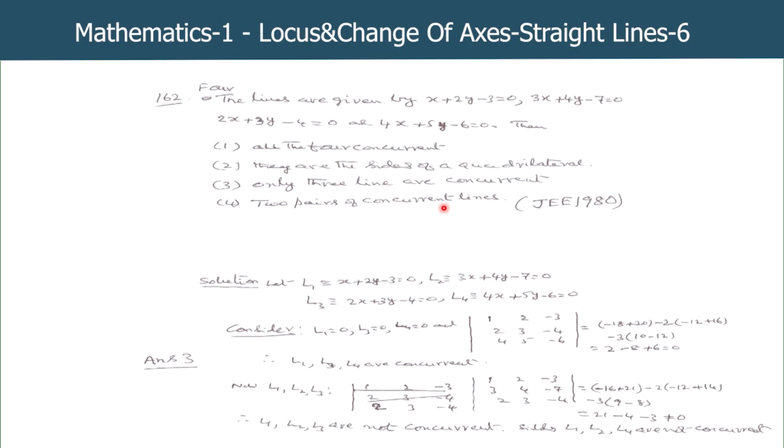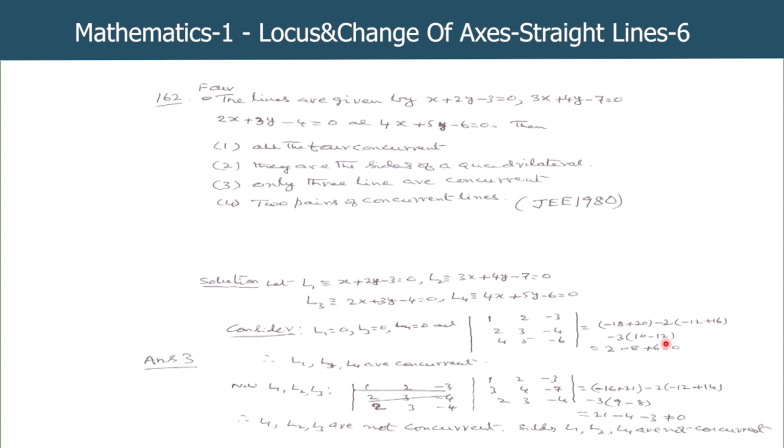So, suppose the given lines are L1 equal to 0, L2 equal to 0, L3 equal to 0 and L4 equal to 0 in the given order. Now, L1, L3 and L4 are concurrent only when the determinant formed by their coefficients is equal to 0. Taking the determinant with rows 1, 2, minus 3; 2, 3, minus 4; 4, 5, minus 6 and expanding, you get 2 minus 8 plus 6 equal to 0. That means the lines L1, L3 and L4 are concurrent.